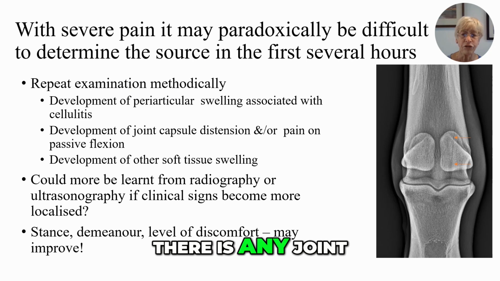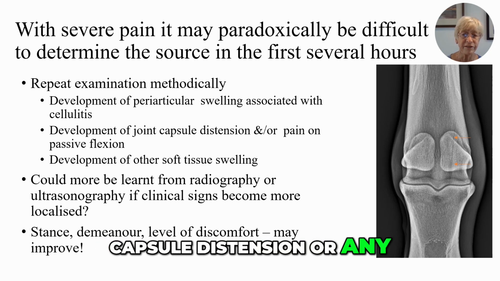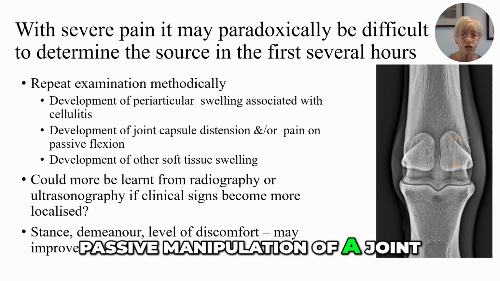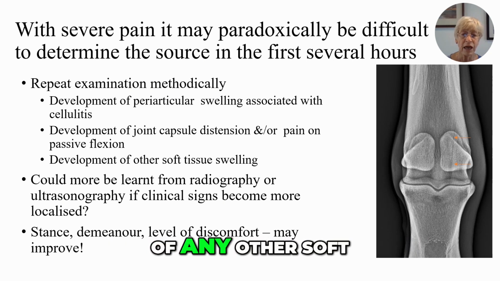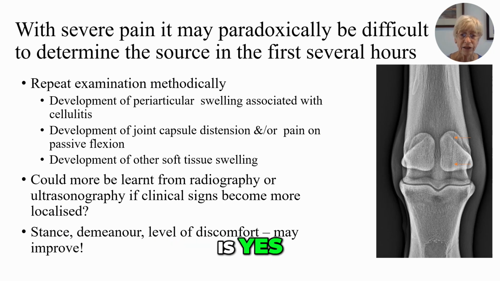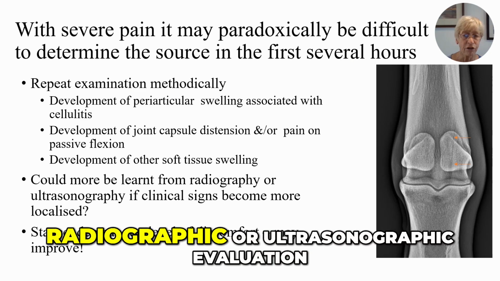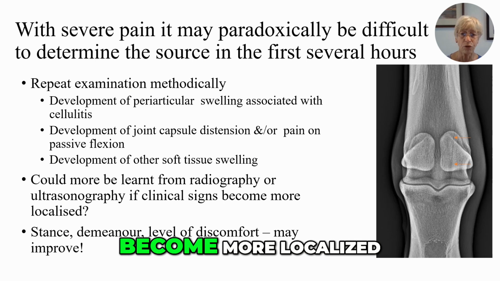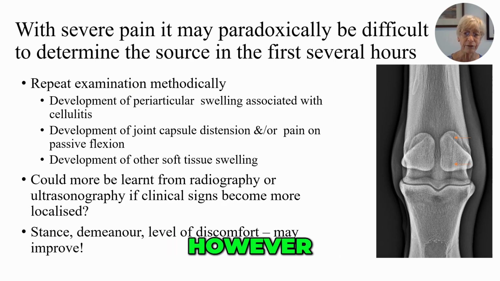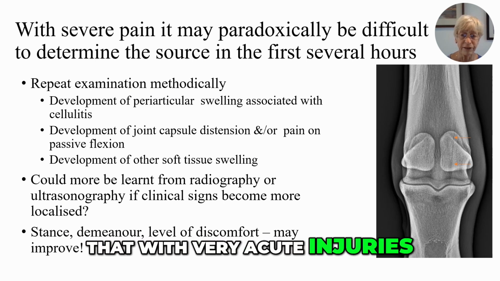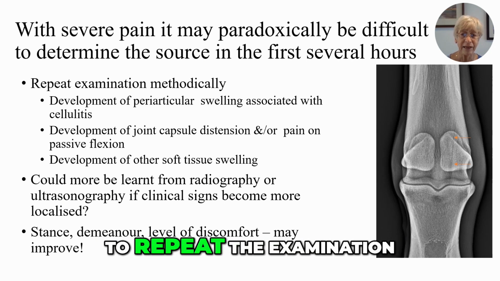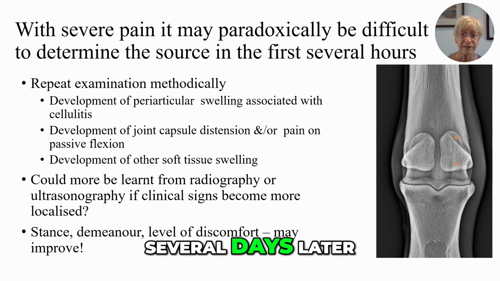Determine whether or not there is any joint capsule distension or any distension of a tendon sheath. Is there any pain on passive manipulation of a joint? Is there the development of any other soft tissue swelling? And if the answer is yes, don't delay performing either radiographic or ultrasonographic evaluation if the clinical signs become more localized. Bearing in mind, however, that with very acute injuries, the results may be negative, and we may need to repeat the examination several days later.